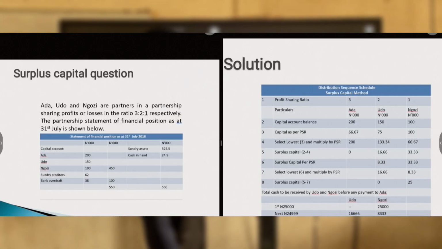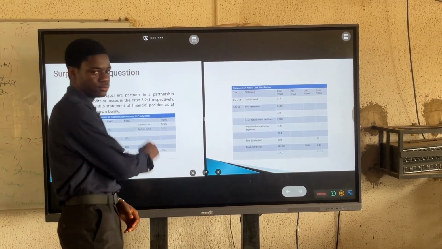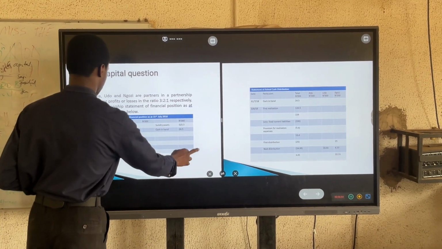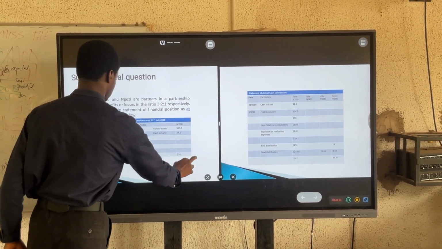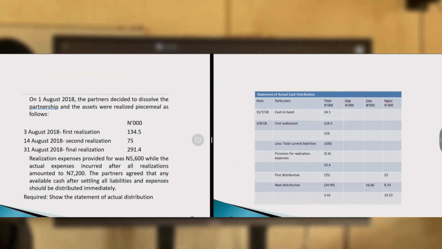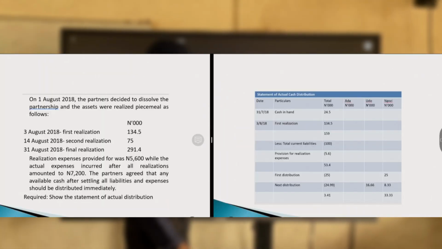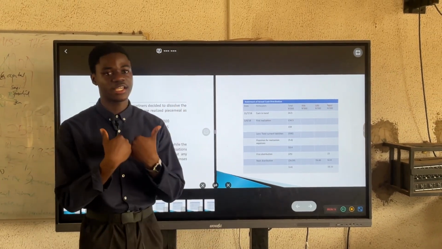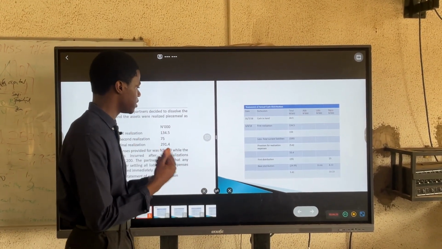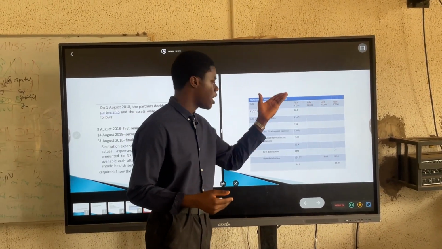24,500, and that's what they recorded here as the total, right? And then in the question they had a first realization, which was what? 134,500. That is why it was recorded here. So it was received in cash. It's like an addition, you're not deducting it. They realized money, so as at this date it was recorded here as the first realization.